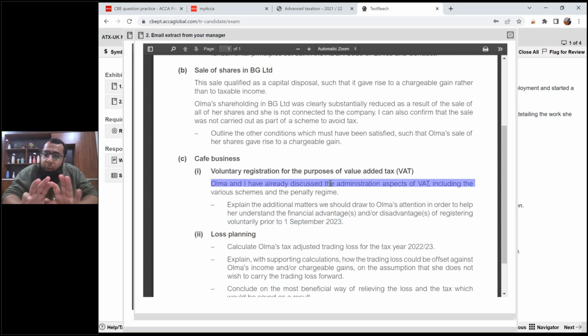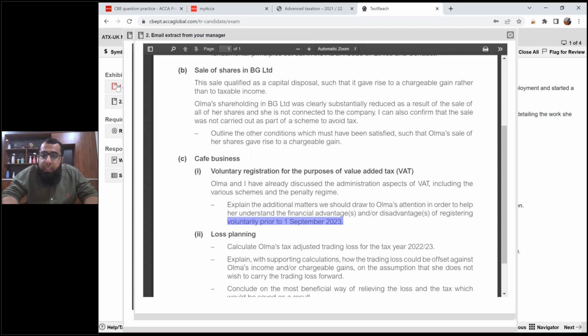She is saying that I've already discussed the administrative aspects and the penalty aspects. So don't write basic points, like that a penalty may get applied or that you have to file the return. Don't write the basic points. Explain the additional matters which we should draw to Alma's attention in order to help her understand the financial advantage and disadvantage of registering voluntarily prior to 1st September 23.